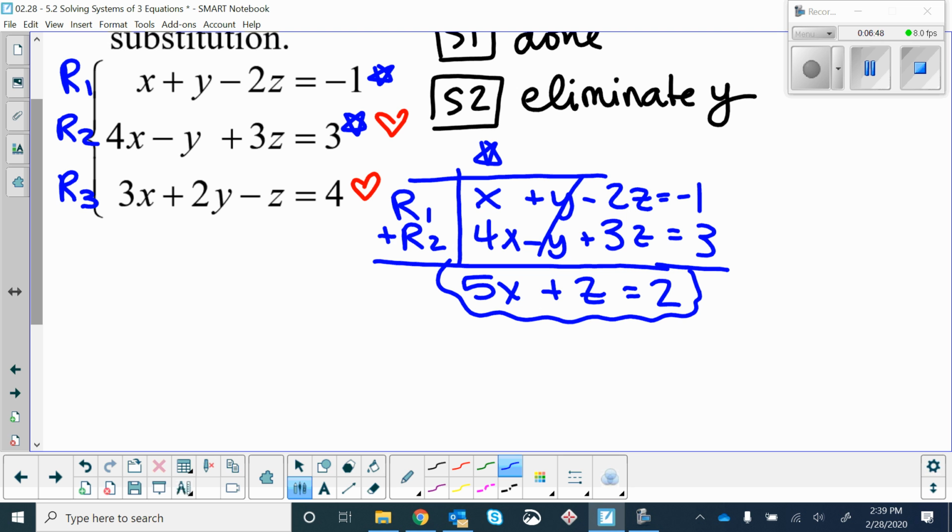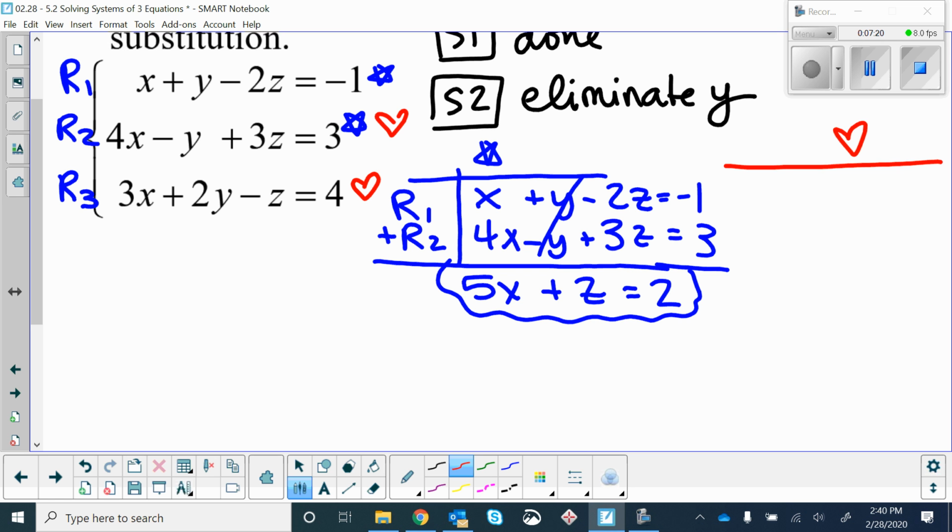So I chose those first two equations. That's my star system. I eliminated the y. Now I'm going to use the heart equations. I'm going to eliminate the exact same variable. You don't have to move to a different variable this time. You still want to eliminate y. So here's my work for the heart equation, to just mark them so I can remember which combinations I chose.